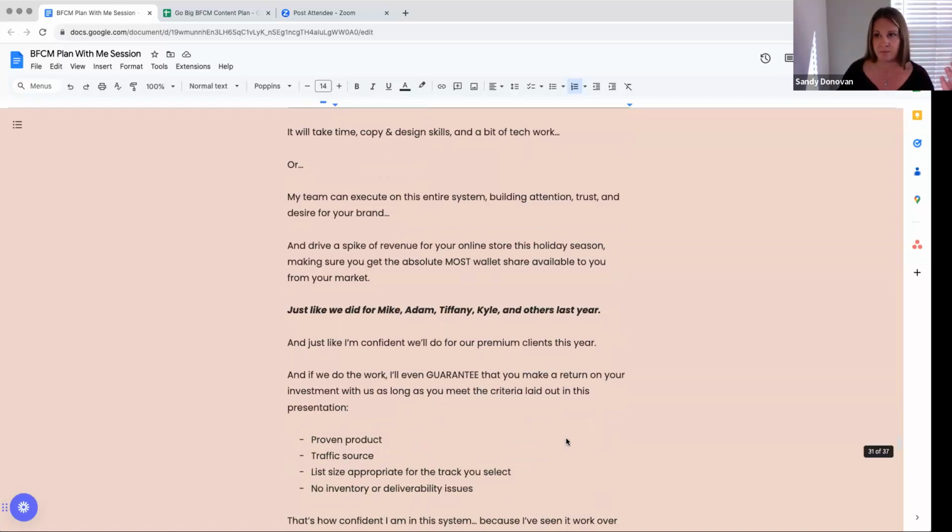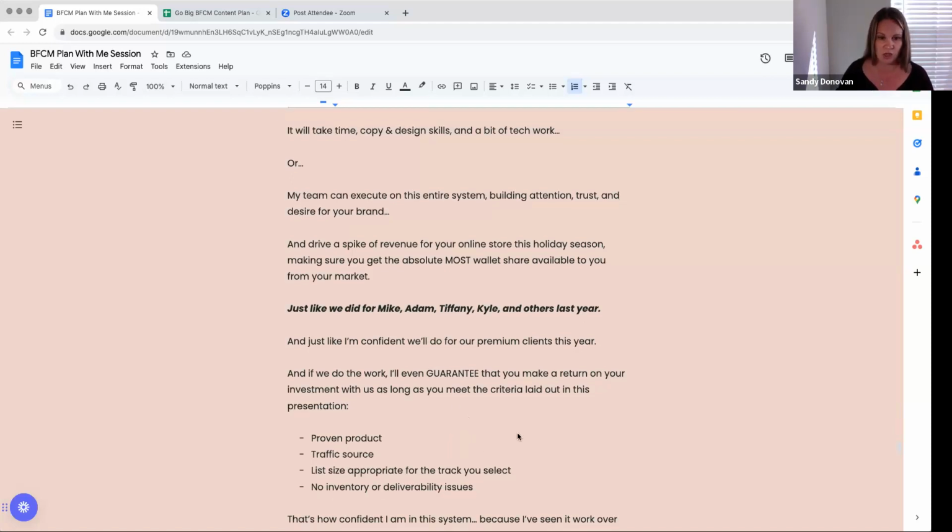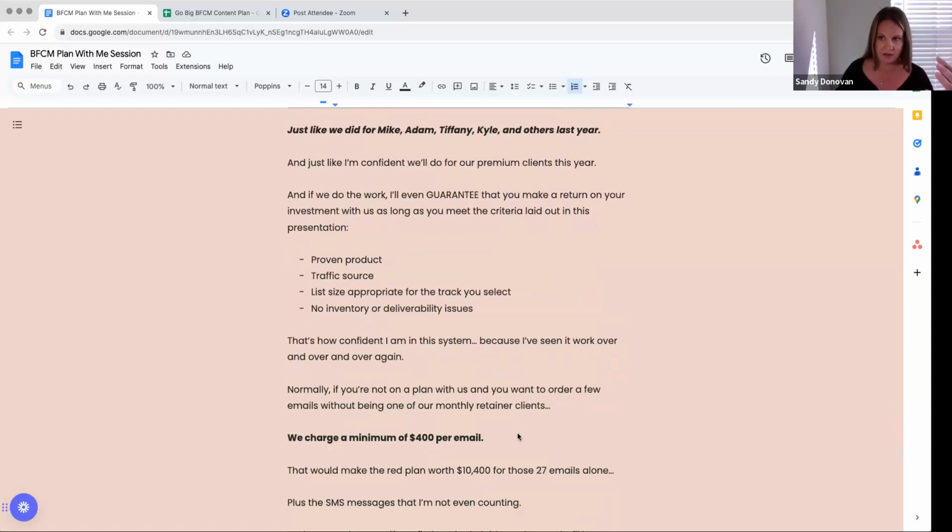And I will guarantee that, because I have seen that this works, and it has worked so many times in the past, that I absolutely will guarantee that you will not lose any money on this, and that you will get a return on your investment, assuming that you fit some of these qualifications. So like having a proven product, having a traffic source, having a list size appropriate for whatever track you select, and obviously no inventory issues, like running out of inventory or deliverability issues. I'm super confident in that. And I am willing to put my money where my mouth is.